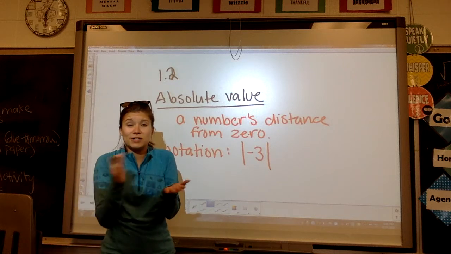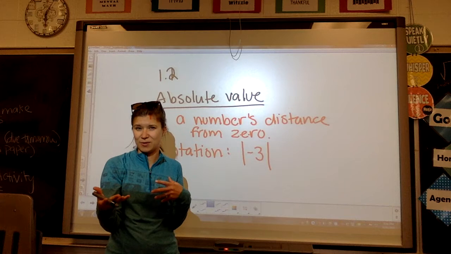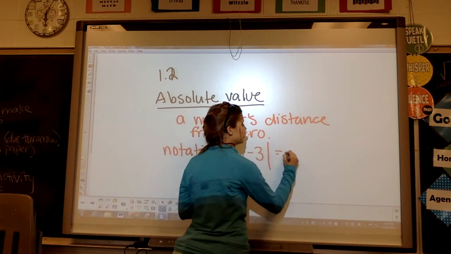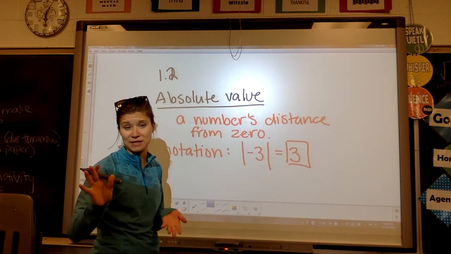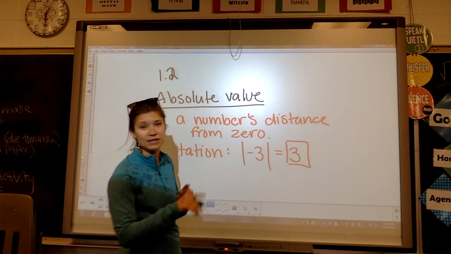That means how far is -3 from 0? How many units far is it if you're looking at a number line? So -3 is 3 units from 0. So the absolute value of -3 is 3. Basically, you just take a number and make it positive, whether it was positive or negative to begin with. So the absolute value of 3 is 3.